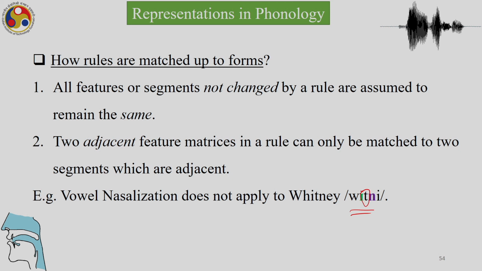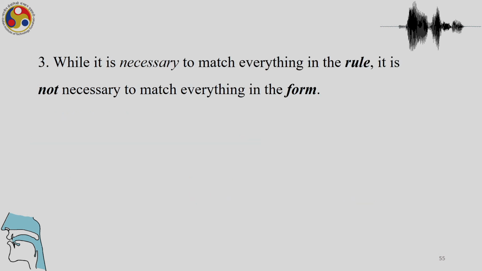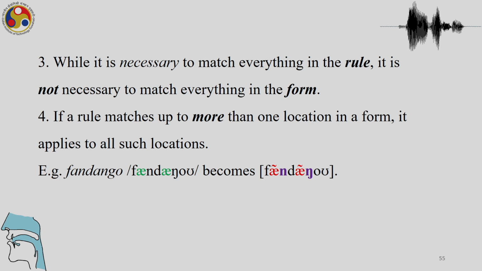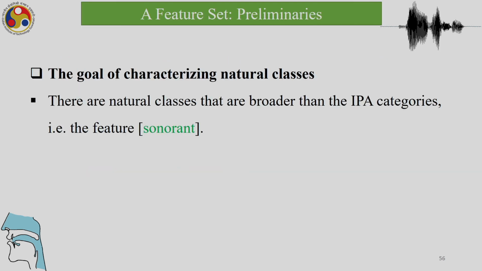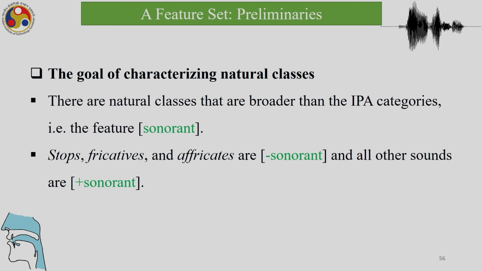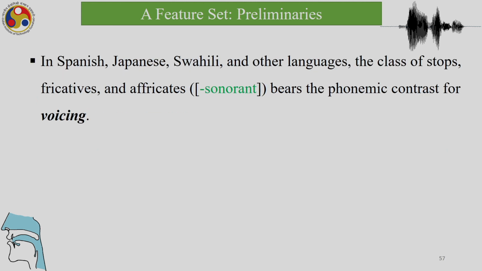So adjacent features. While it is necessary to match everything in the rule, it is not necessary to match everything in the form. So if a rule matches up to more than one location in a form, it applies to all such locations. The goal of characterizing natural classes is that they are broader than the IPA categories. Stops, fricatives and affricates are minus sonorant, and all the other sounds are plus sonorant.